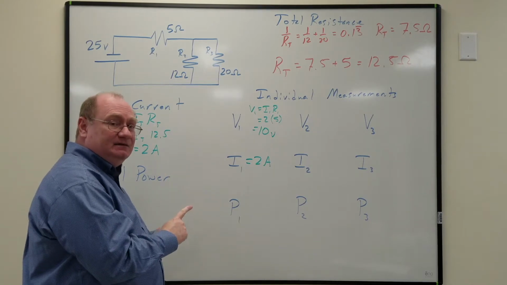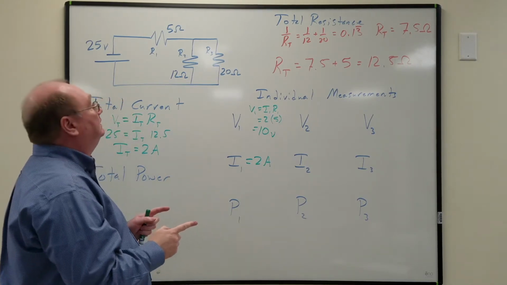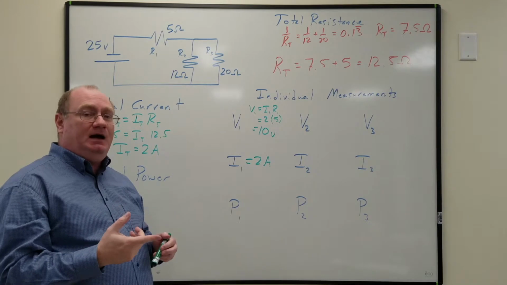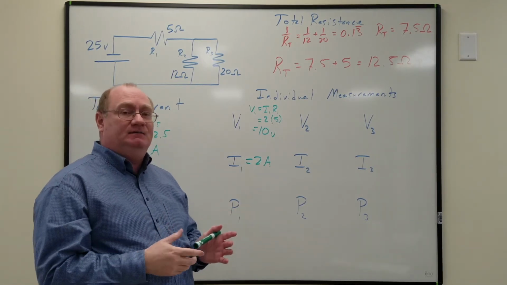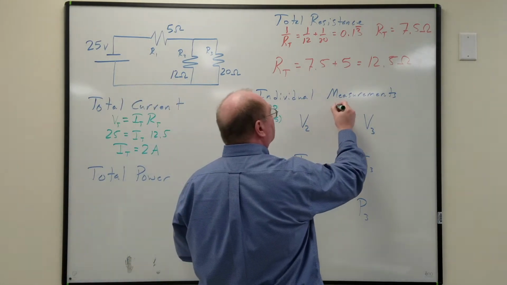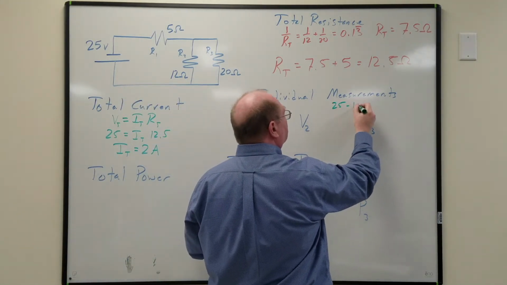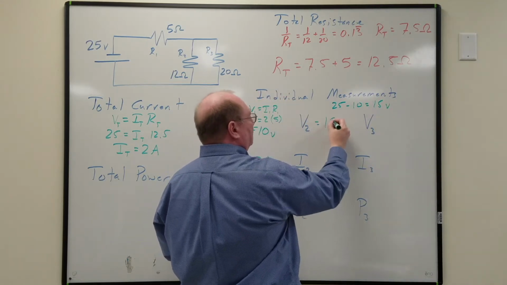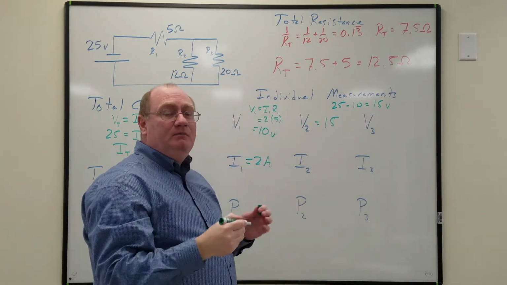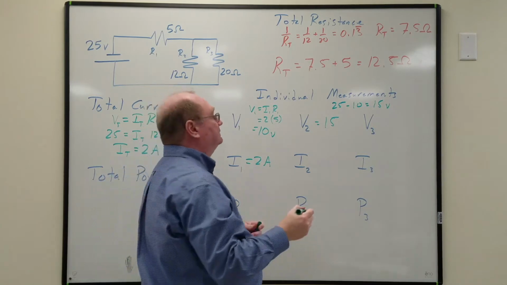Now what's left gets to the parallel part. So if there's 25 volts that comes from the battery, that one uses 10. The parallel section only gets 15 volts. And since it's in parallel, both sections get 15 volts.